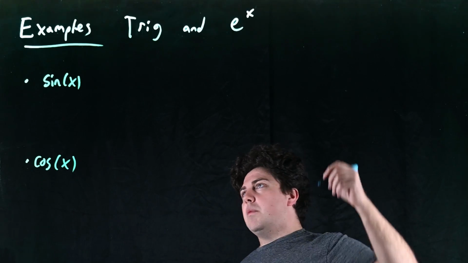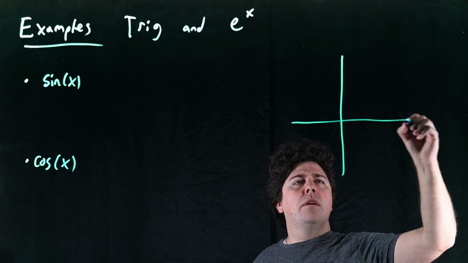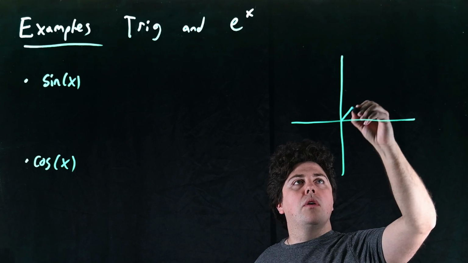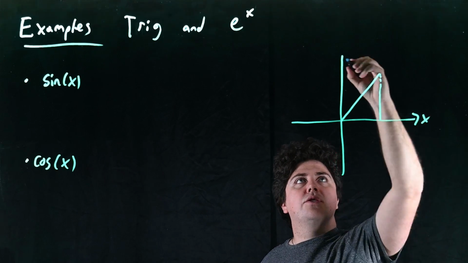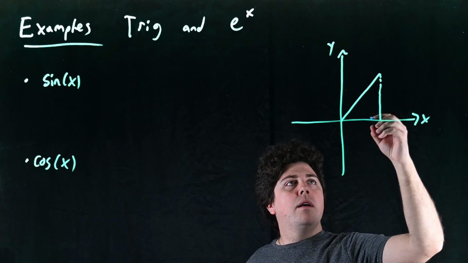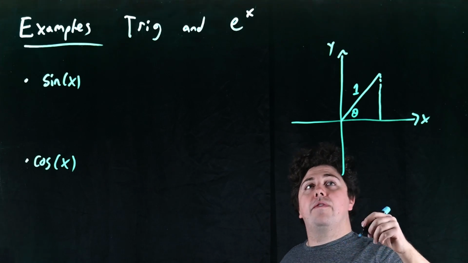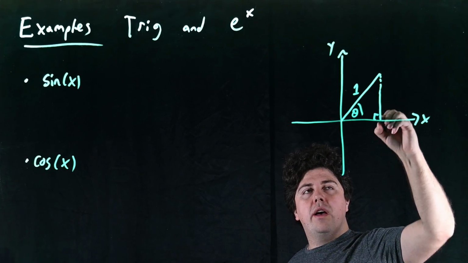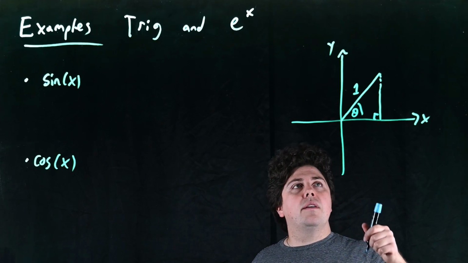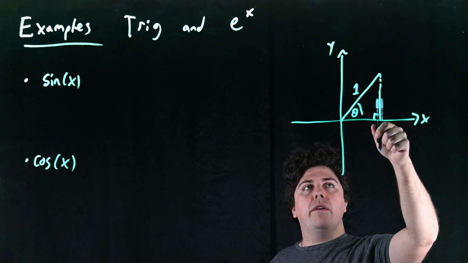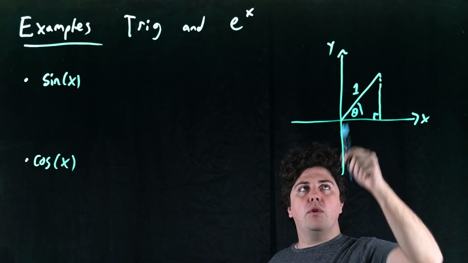Let me just quickly, I'm not going to go into this in too much detail, but if you have a triangle in the xy plane, so let's say this is x, this is y, let's say this is a line of length 1, and this angle in this right triangle is theta, well, what we're going to have is that the sine of theta is going to be the ratio of this side over this side, and the cosine of theta is going to be the ratio of this side over this side.